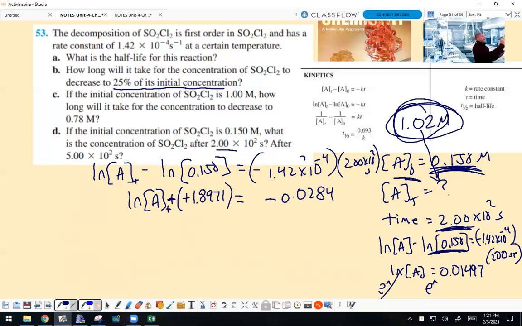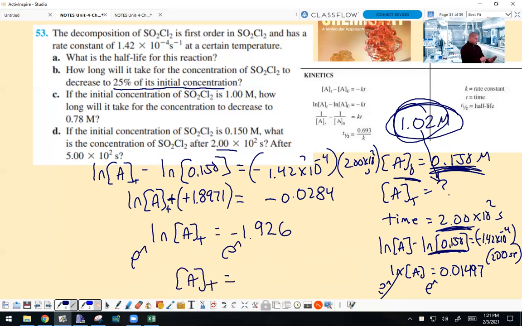So now I'm going to subtract this from both sides, and I get the ln of A is equal to, subtract that from the other side, and I get -1.926. Now we do the e to the answer, and I got 0.146 molar. Yeah, so that was what I did.